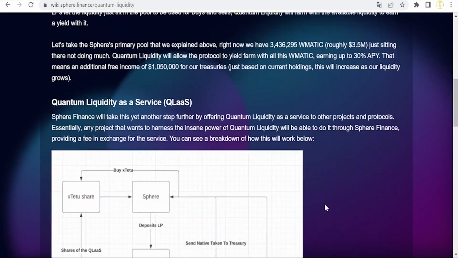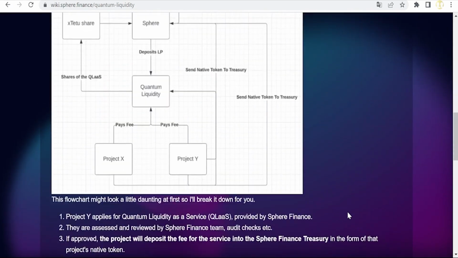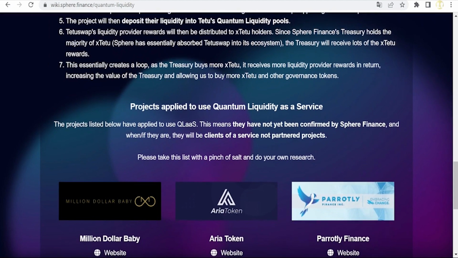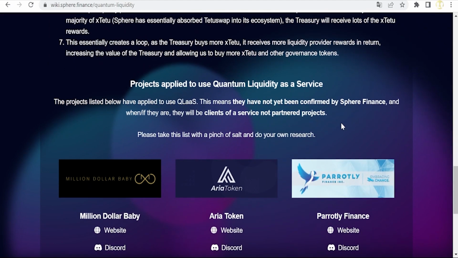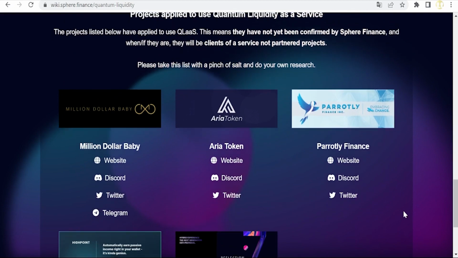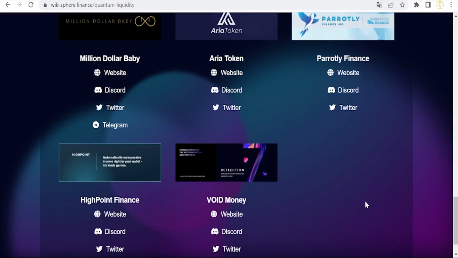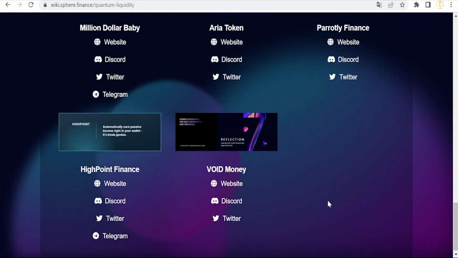know more, with a very clarifying flowchart, and also with these projects that have applied to use quantum liquidity as a service. So they will be clients, as they mentioned here, not partnered projects. Million Dollar Baby, Aria Token, Parrotly Finance, High Point Finance, and Void Money.